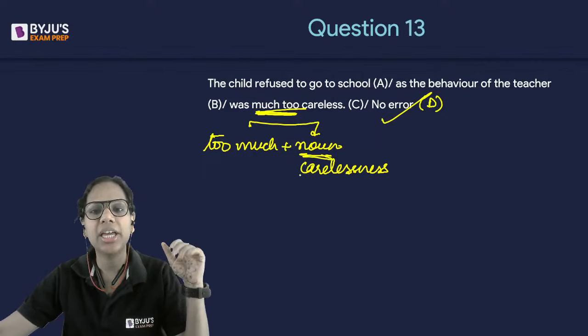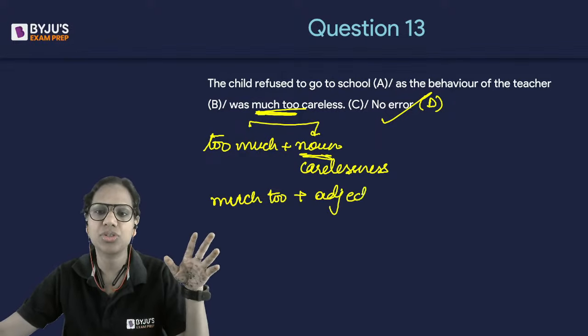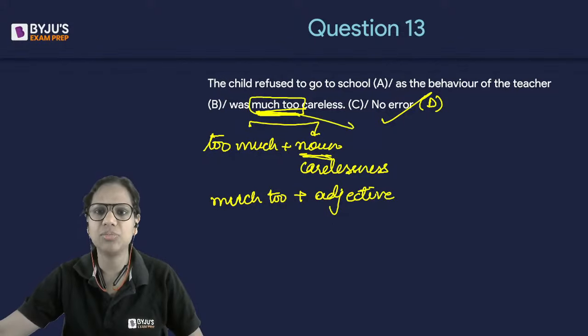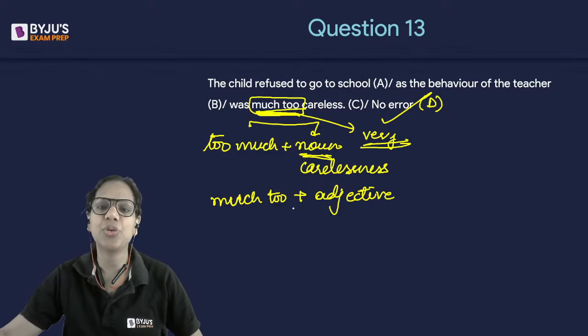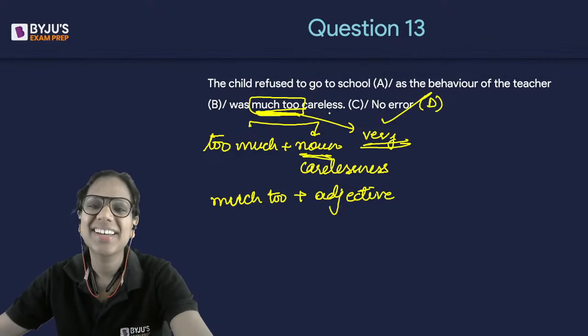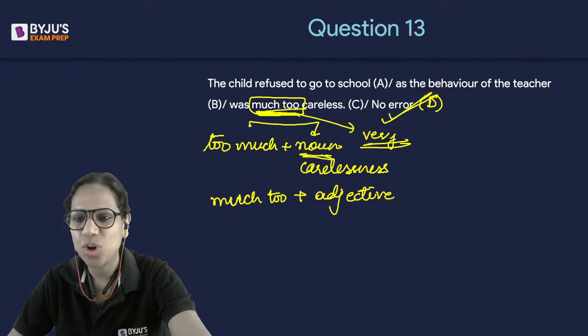Okay, then much too is used when we have an adjective afterwards. So she is much too careless, not too much careless, right? Much too. So it means very. So it's emphasizing that, okay, she's quite careless. Okay, much too careless, much too arrogant, much too whatever. So this is fine. There is no error. Okay, and do not get confused. ठीक है आपने सही बोला था पहले. D is the answer.